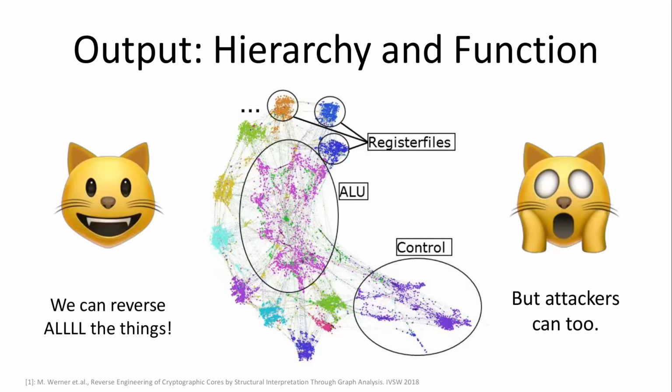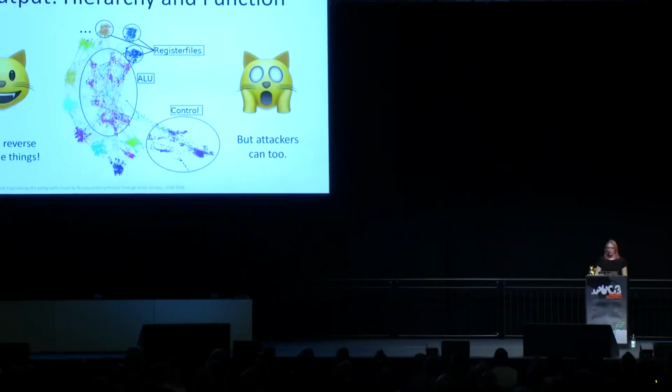What's our problem? Attackers can do it too. Well, that's kind of bad, right? We don't want attackers to reverse engineer our stuff. They might be able to put hardware trojans in there. They might steal IP. We don't care so much. We care probably more about the hardware trojans. We don't really want that happening, though.